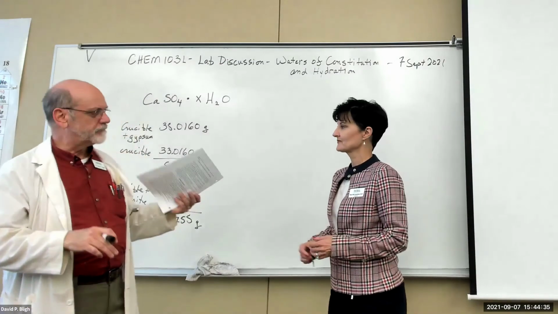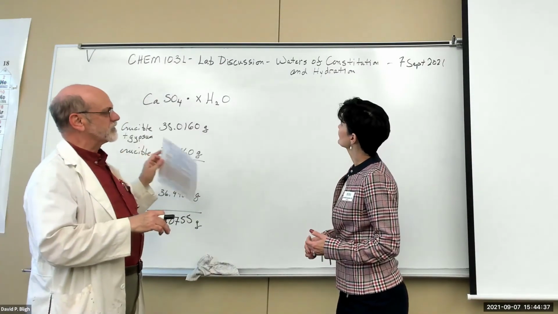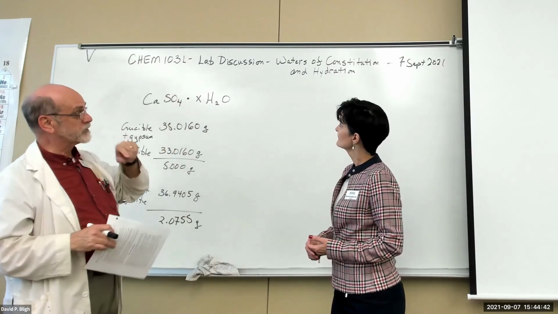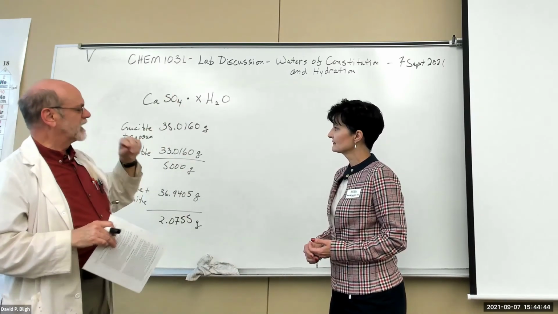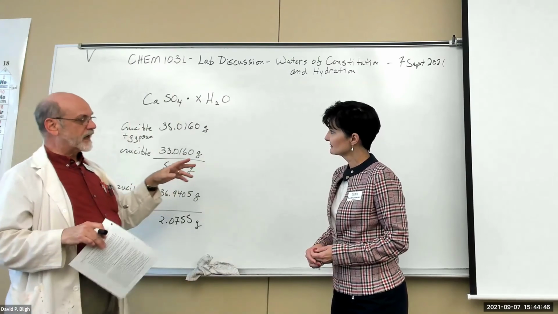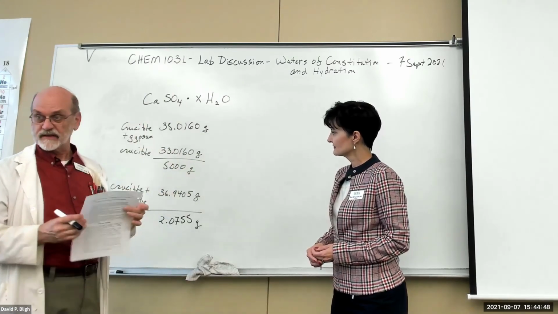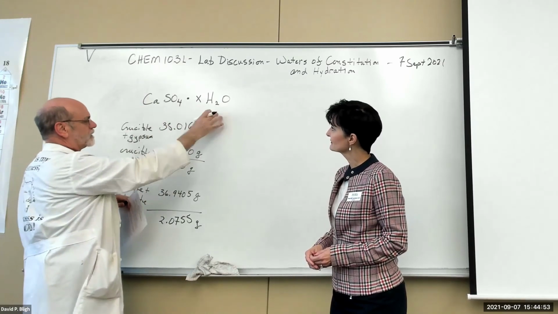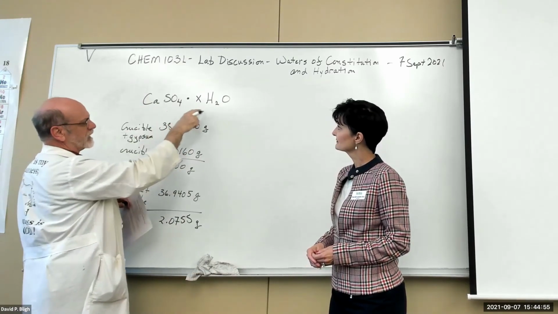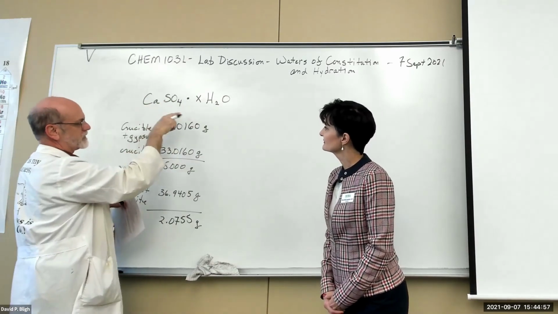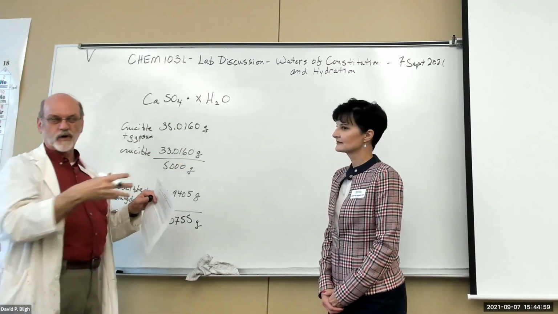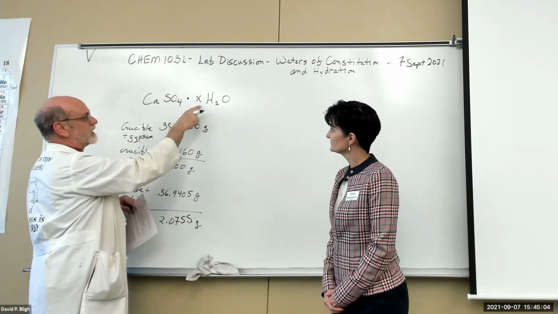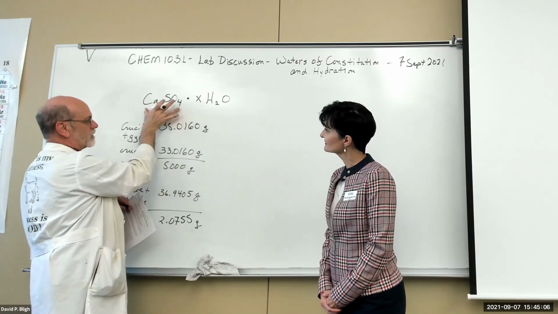We're doing a discussion of a lab that we're going to do next Tuesday on this topic, waters of constitution and hydration. And we've run through the procedure already. Now we're doing an example problem that's in the method. Okay, so we have this compound, which is calcium sulfate, and each molecule of calcium sulfate has attached to it a certain number of water molecules. And we want to determine how many of those for each one of these.